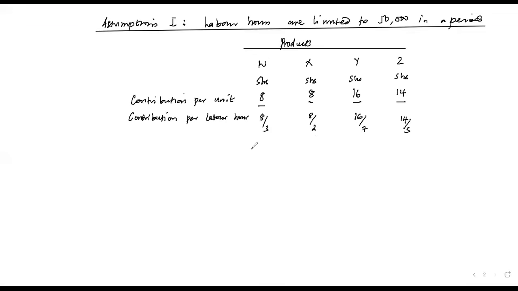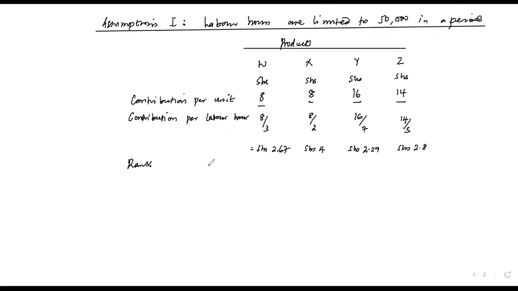Let us get our contributions per labor hour. 8 divided by 3, this is around shillings 2.67. 8 divided by 2, this is shillings 4. Then 16 divided by 7, this is shillings how much? 16 divided by 7 is 2.29, according to my calculator. Yeah, 14 divided by 5, this gives us 2.8. So those are the contributions per labor hour. After getting the contributions per labor hour, now you have to rank.